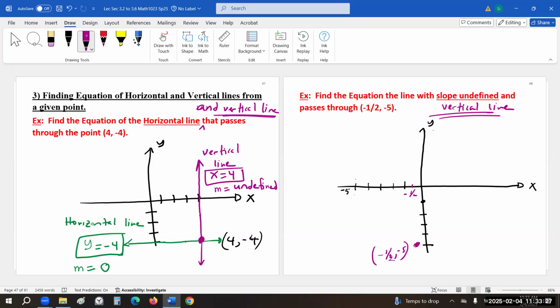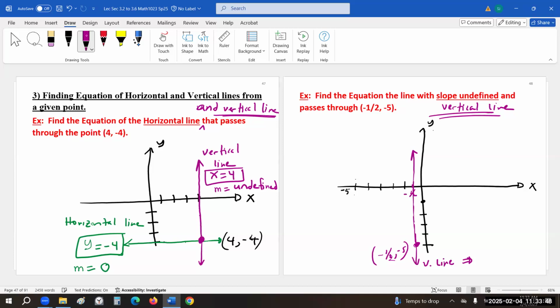Okay. So how are you going to draw the vertical line? This way or that way? Up and down. So from here, you go straight up and straight down. That gives us the vertical line.